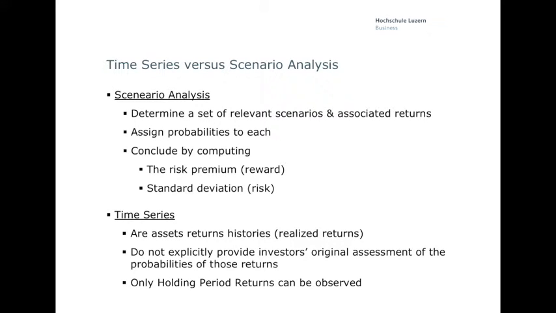In contrast, asset return histories come in the form of time series of realized returns that do not explicitly provide investors' original assessments of the probabilities of those returns. We observe only dates and associated holding period returns. We must infer from limited data the probability distribution from which these returns might have been drawn, or at least the expected return and standard deviation.